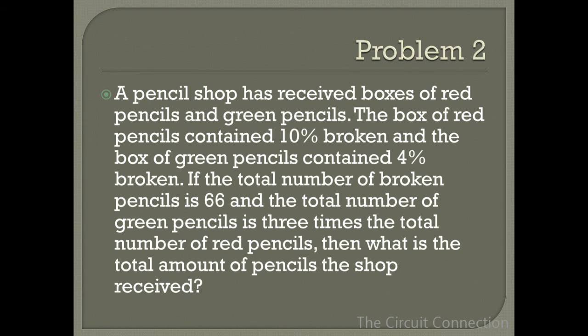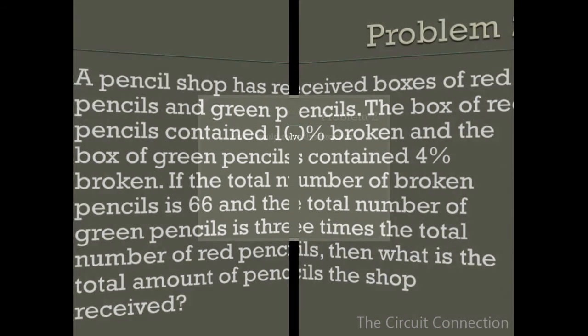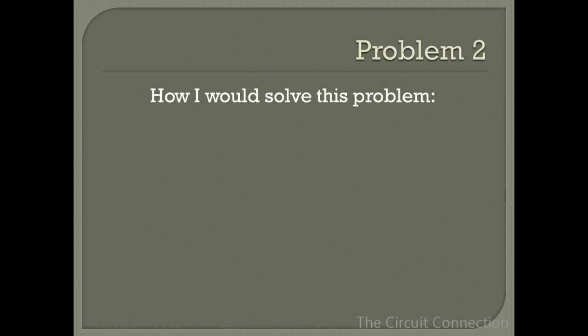Now, on to problem number 2. A pencil shop has received boxes of red pencils and green pencils. The box of red pencils contain 10% broken, and the box of green pencils contain 4% broken. If the total number of broken pencils is 66, and the total number of green pencils is 3 times the total number of red pencils, then what is the total amount of pencils the shop received? So how would I go about solving this problem?